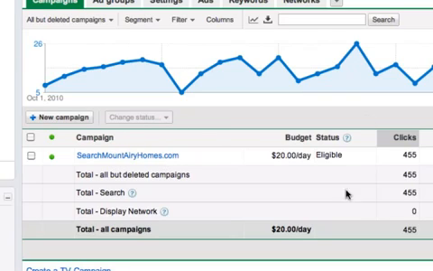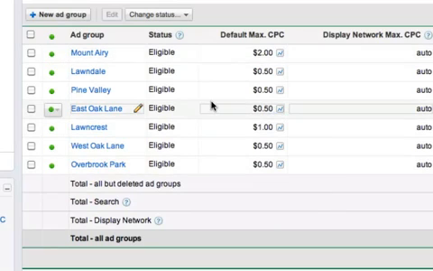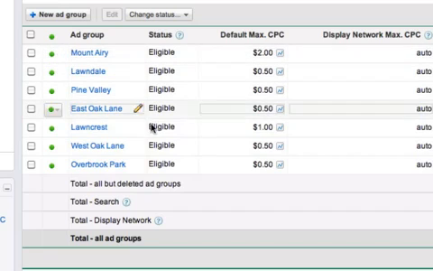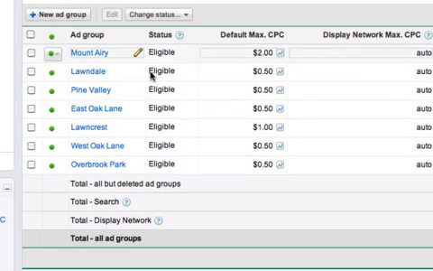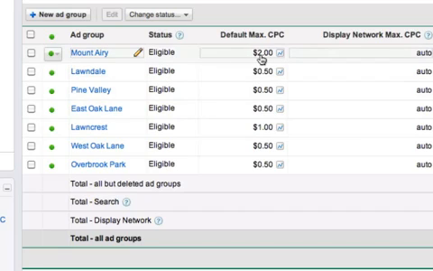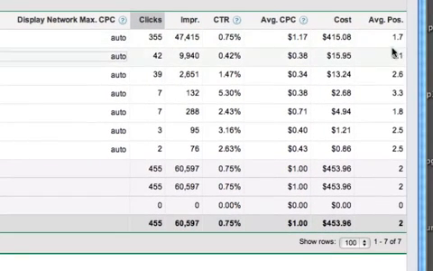Each time you come into this main page, you can click on the campaign, and that takes you a little bit deeper to show you the different ad groups. These are the groups that we have set up for you based on the neighborhoods within the area, your main area that you chose, Mount Airy or whatever your area is. Each of those tells you what the default maximum cost per click bid is, and it shows you that most of the visitors came from the Mount Airy campaign. We had an average position of 1.7.